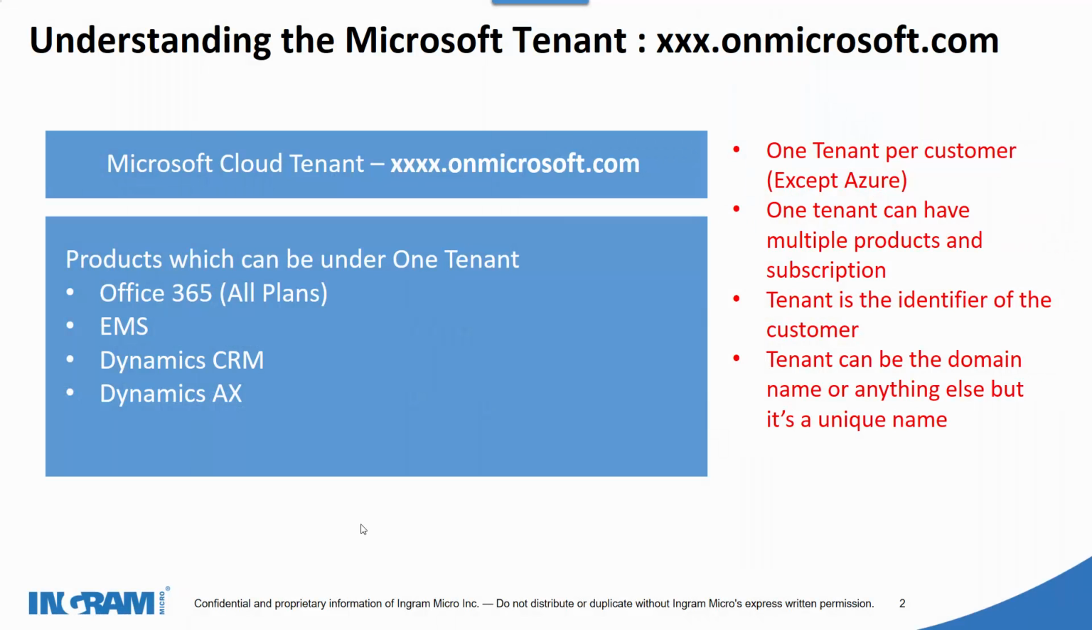Microsoft Tenant is a unique identifier which looks something like this, ending with onmicrosoft.com. This is a tenant address or identifier for an existing as well as for a new customer. A new customer has to provide this unique name. If it is available, they can go and create a new tenant.